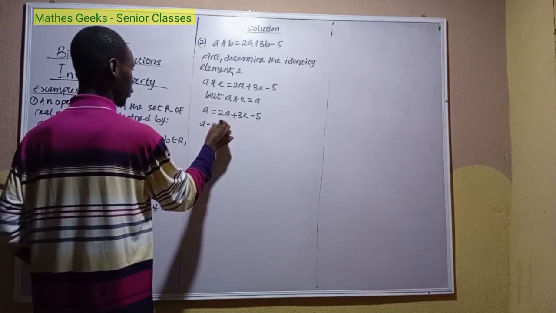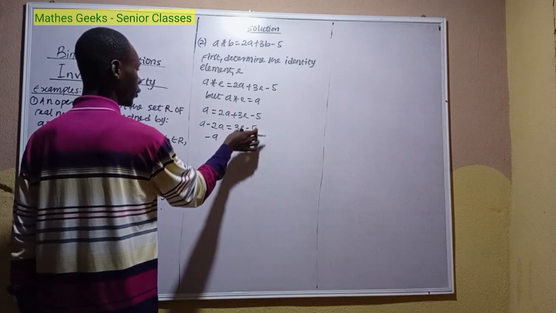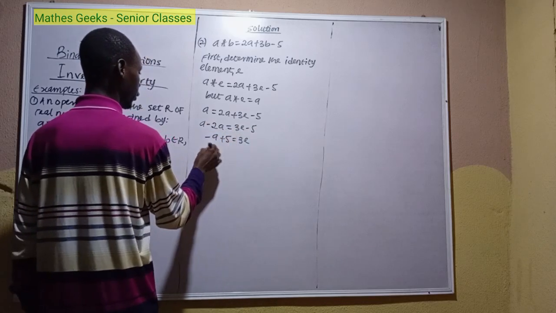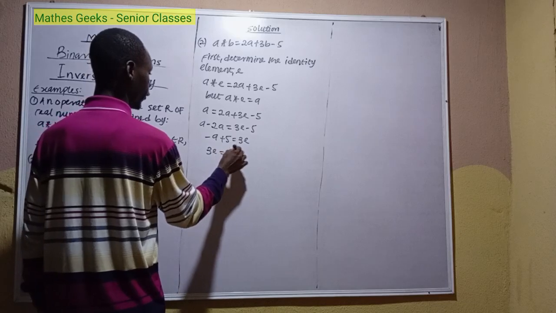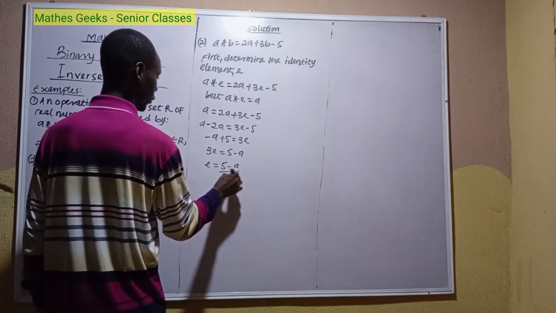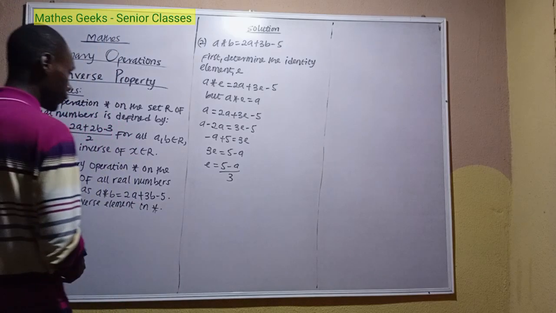So E minus 2E is equal to 2E minus 5 minus E. Relocating this side becomes plus 5 is equal to 2E. So 2E is equal to 5 minus E. And then E is equal to 5 minus E over 2. So again the identity element is 5 minus E over 3.